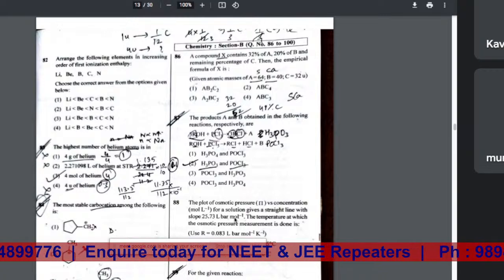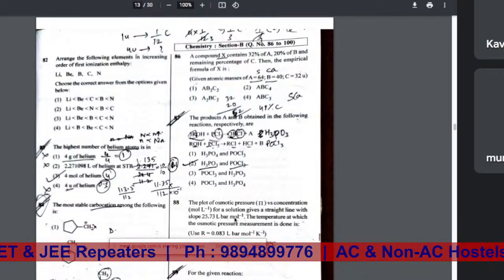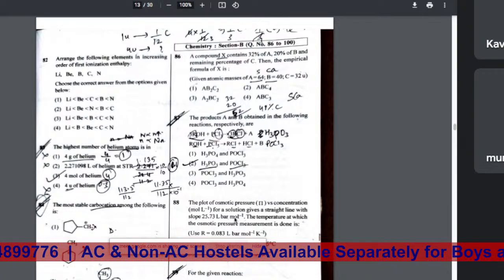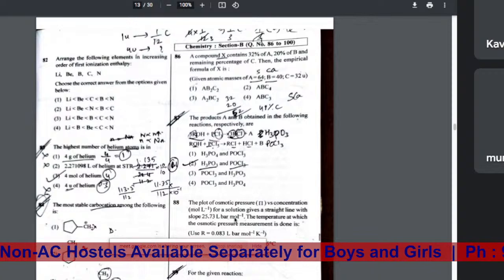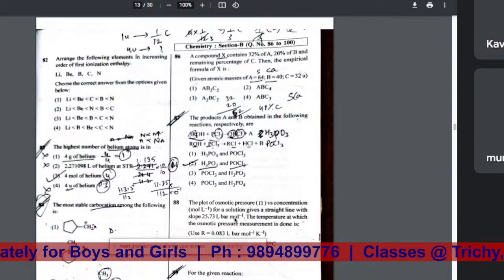Okay. Now 4 mole of helium. In 1 mole of helium there will be how many atoms? NA atoms. In 4 moles there will be 4 NA atoms. So the highest number of atoms will be in 4 mole of helium. So the correct answer is the third option.